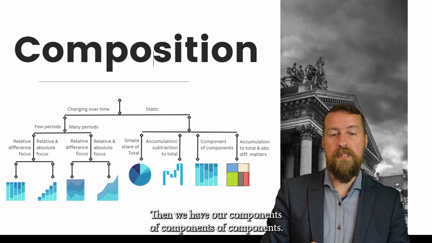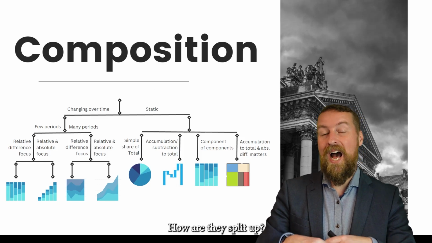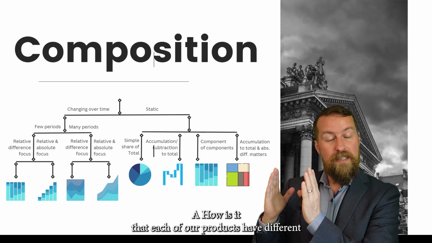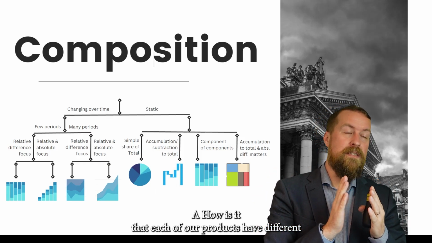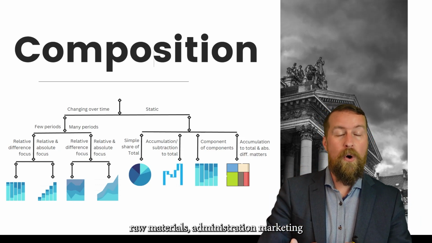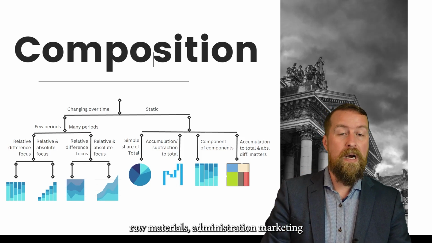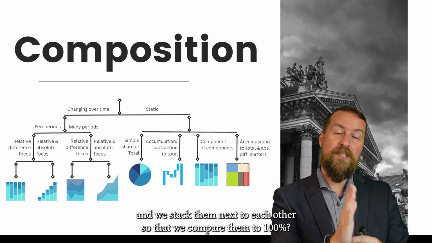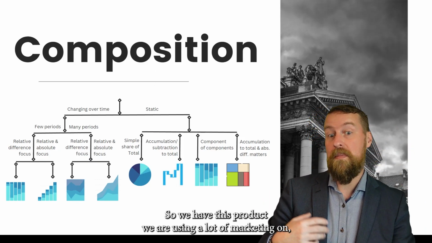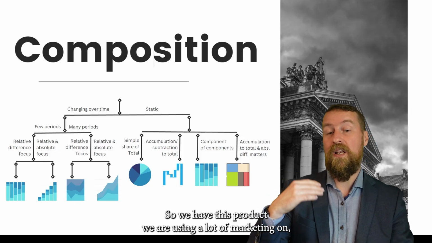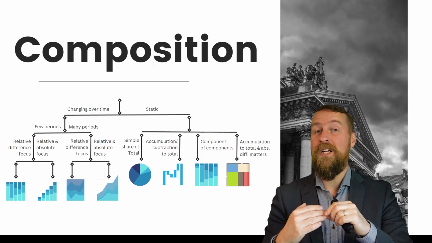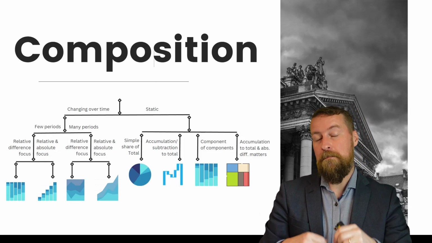Then we have our components, the components of components. How are they split up? How is it that each of our products have different, say, cost elements into labor, raw materials, administration, marketing, and we stack them next to each other so that we can compare them to 100%. So maybe this product we're using a lot of marketing on, and we're not using that much effort on selling it.